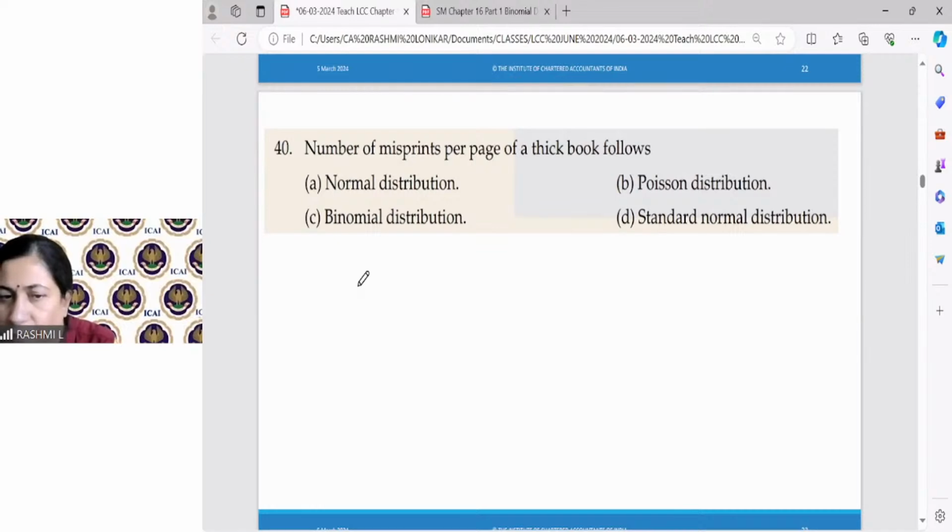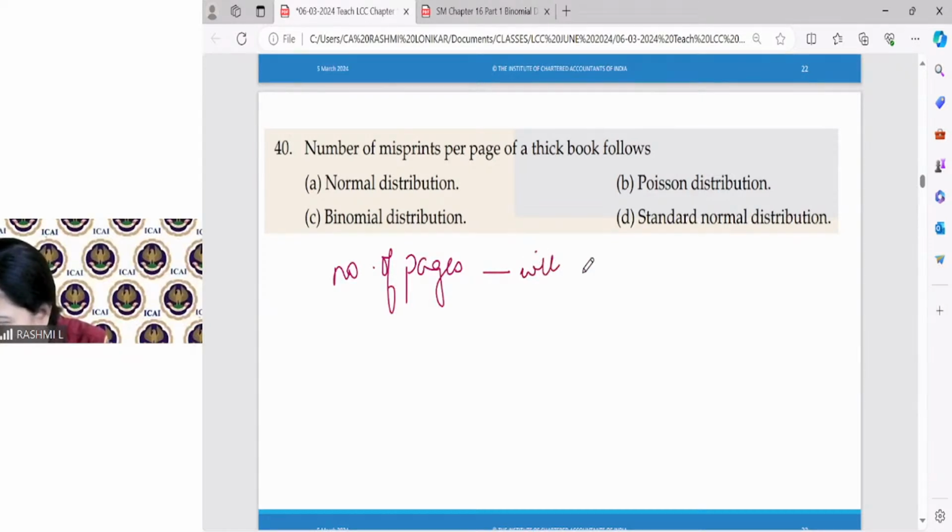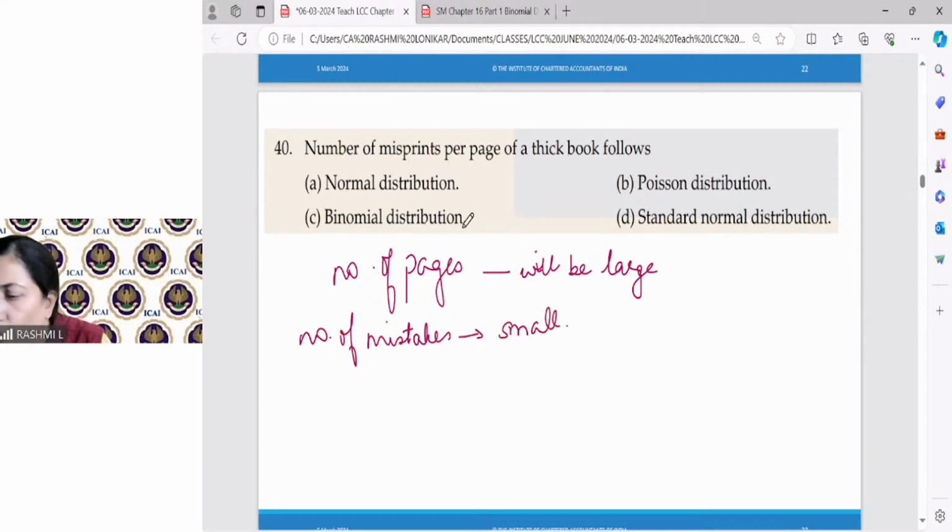Again. Number of misprints per page of a thick book. So, the number of pages will be large. The number of mistakes will be small. So, where does this happen? This happens in the Poisson distribution. Okay.